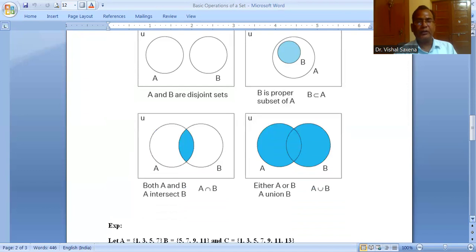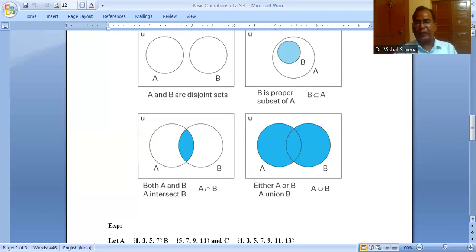Next one is the intersection operation. A intersection B means the common part of the two sets, those elements which are present in both sets A and B, is called A intersection B. So in this fifth diagram, A intersection B is given, and two sets A and B are there. Universal set is there, and the blue portion is showing the A intersection B part.